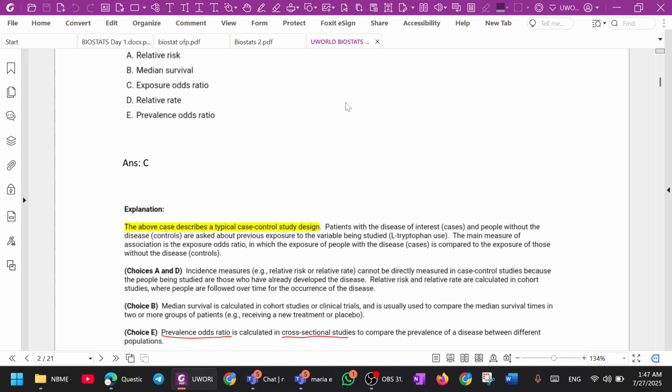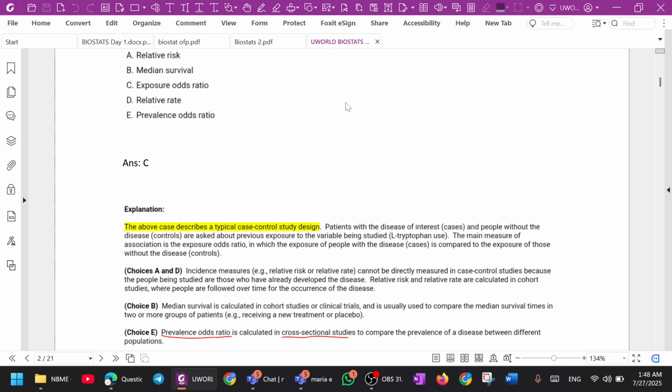The above case describes a typical case control study design. Patients with the disease of interest, cases, and people without the disease, controls, are asked about the previous exposure to the variable being studied, L-tryptophan. The main measure of association is the exposure odds ratio, in which the exposure of people with the disease, cases, is compared to the exposure of those without the disease, controls.